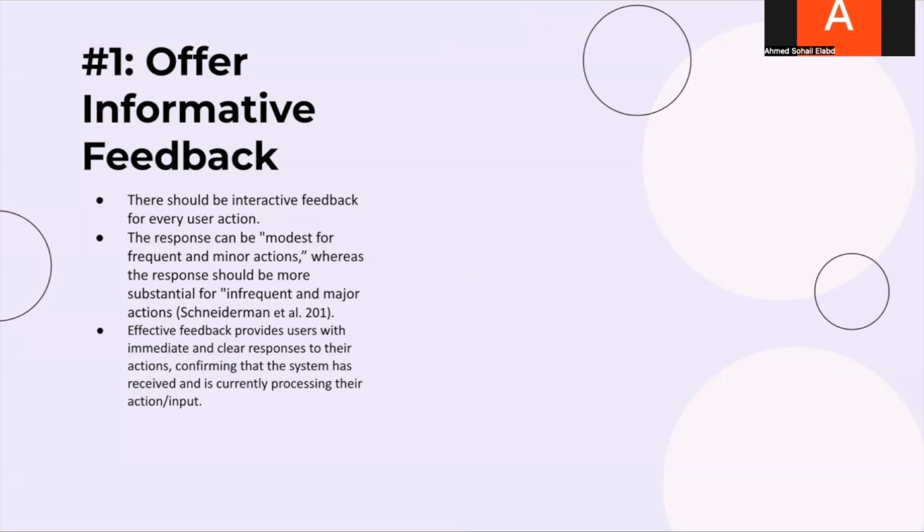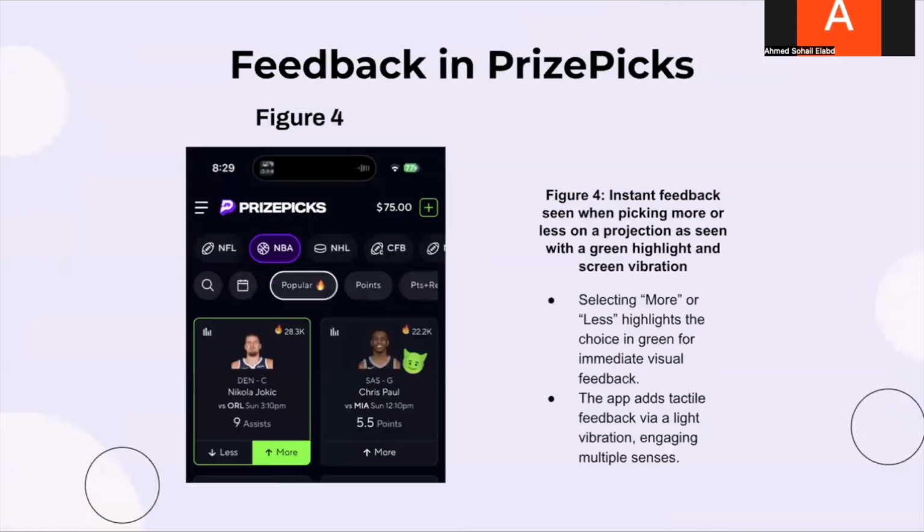Effective feedback provides users with immediate and clear responses to their actions, confirming that the system has received and is currently processing their action or input. The principle of feedback is successfully seen within PrizePicks when users interact with the app. To start off, when a user selects more or less on a player projection, they are provided with instant visual confirmation through a highlighted green indicator as shown in Figure 4. To add to that, the screen vibrates slightly to add more emphasis on the selection made. This offers multisensory feedback to confirm the action.